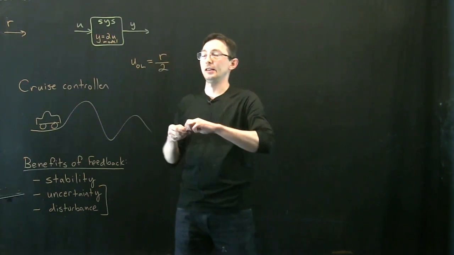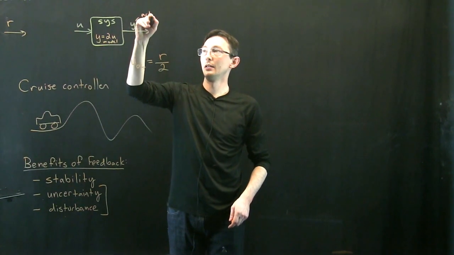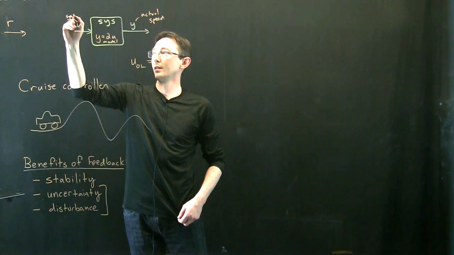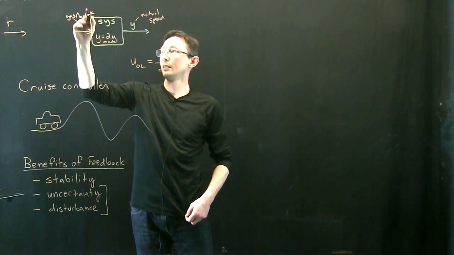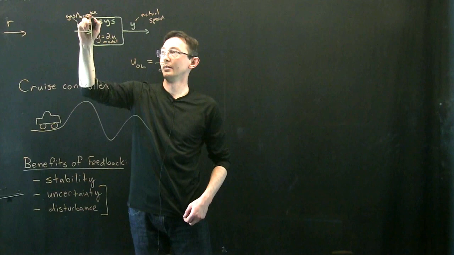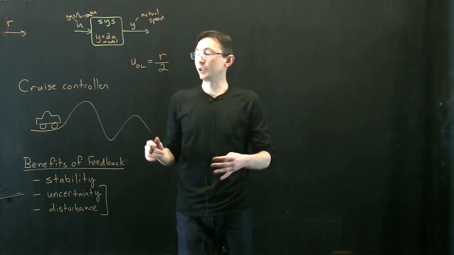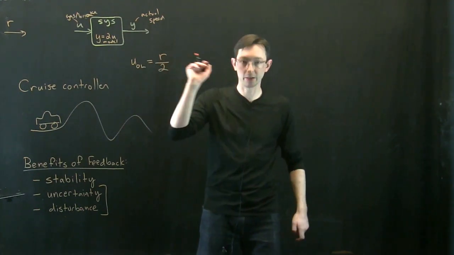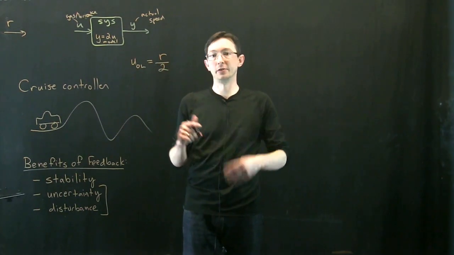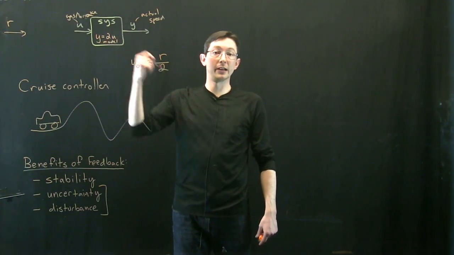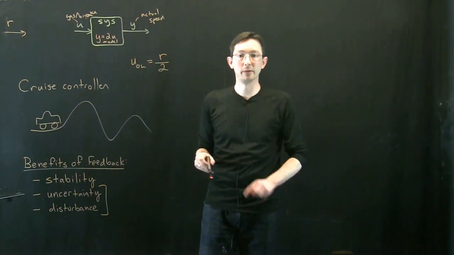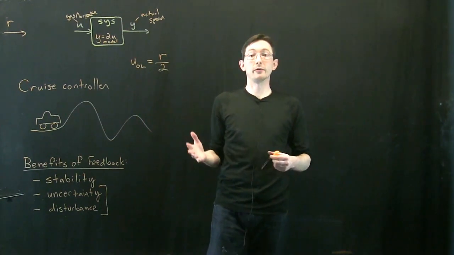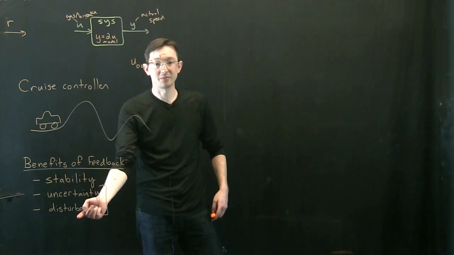I want my output velocity, let's say this is the actual speed, and let's say this is gas and brake. Then the open loop strategy, not knowing anything about disturbances, just based on my model, would be take the reference velocity that you want to be going and divide by 2, because my model amplifies U by a factor of 2. Okay, that's the open loop. Now, this is a pretty bad controller for a lot of reasons. Namely, uncertainty in the model and disturbances.